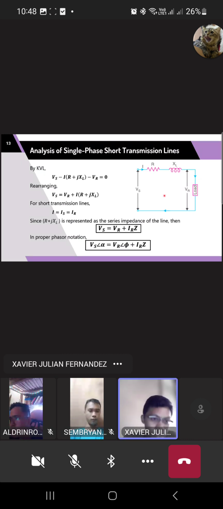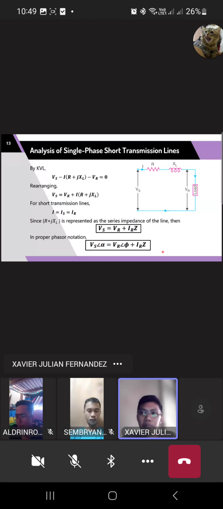So we can simplify R plus JXL as an impedance, let's say Z sub SE. If you want to be strict, it's the series impedance, Z sub SE. Or if we have phasor notation, then what is given to us is... okay, correction, sorry, there is a correction. What I said earlier about the sending end power factor.